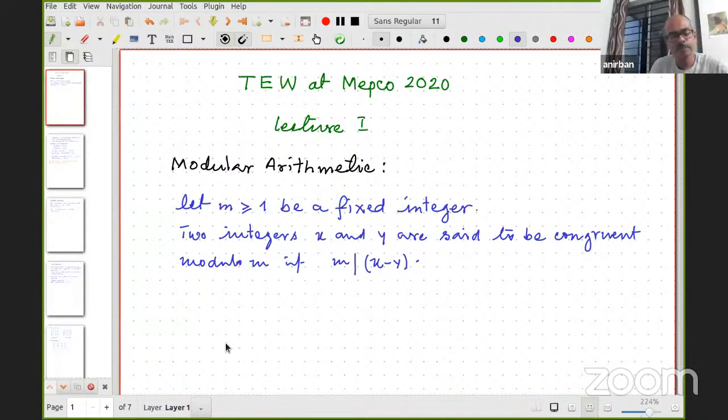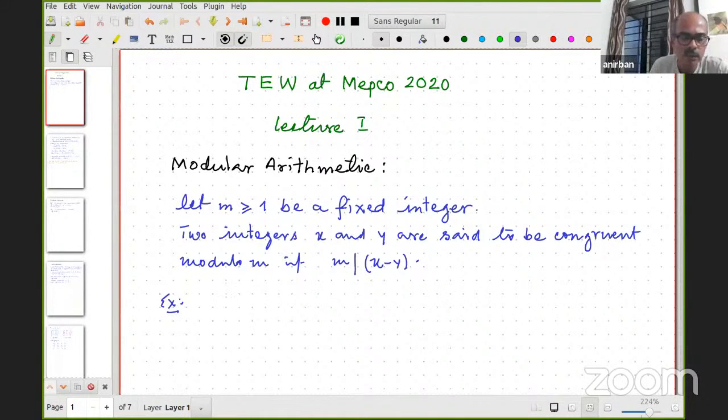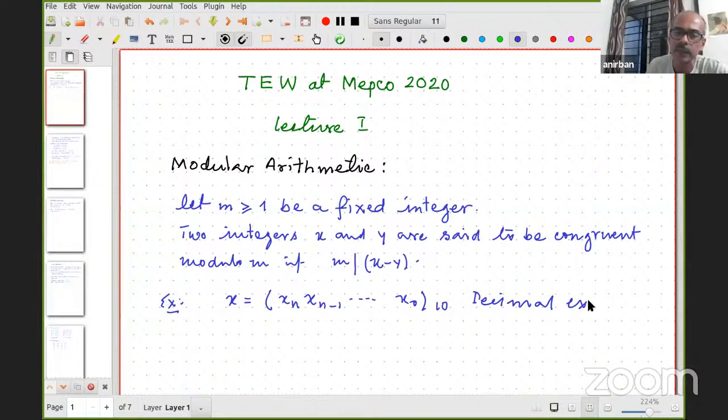This very simple thing has many uses. So let's just start with one, which you already know. Let x be an integer, which we write in its decimal expansion as x_n, x_{n-1}, up to x_0, base 10. This 10 just refers to the base. So this is the decimal expansion.